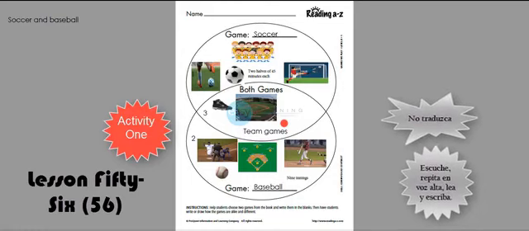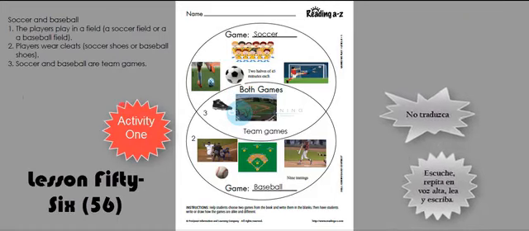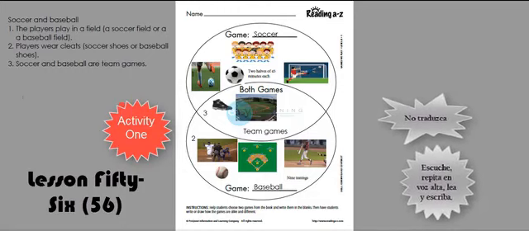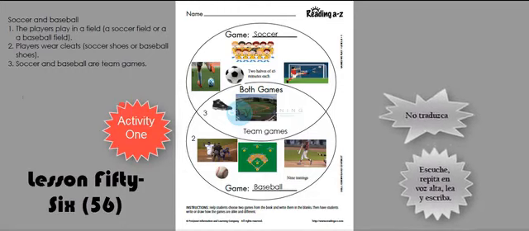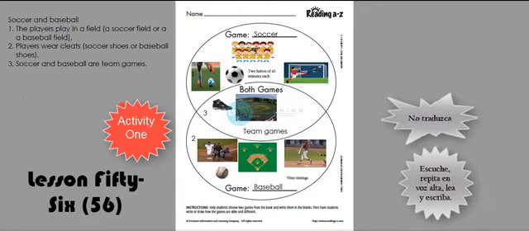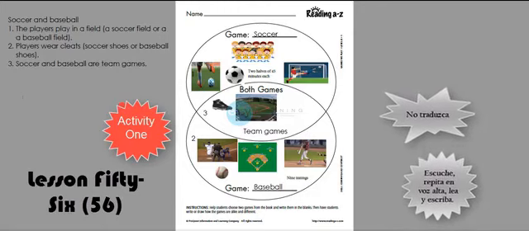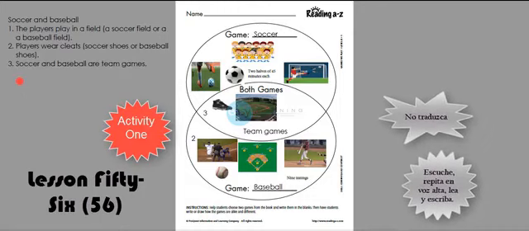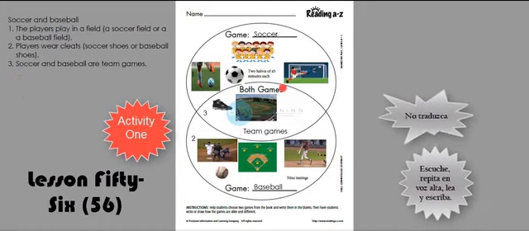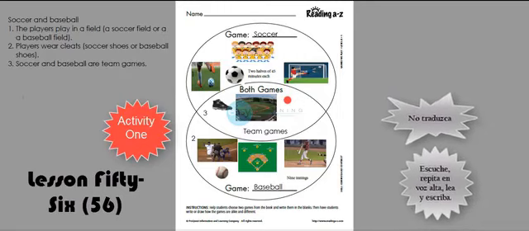Now I am going to write about these similarities of the 2 games. Here you are. Number 1, the players play in a field, either a soccer field or a baseball field. Number 2, players wear cleats, either soccer shoes or baseball shoes. And last, soccer and baseball are team games. So this is the way the two games are alike. How the two games are similar. Okay? Now let's move on to the next activity.